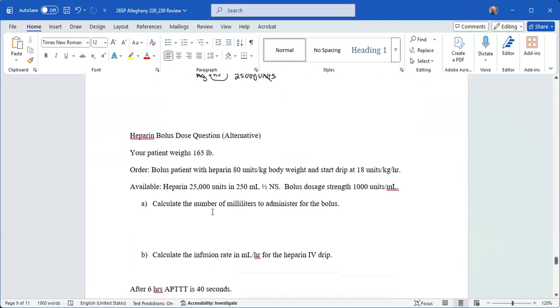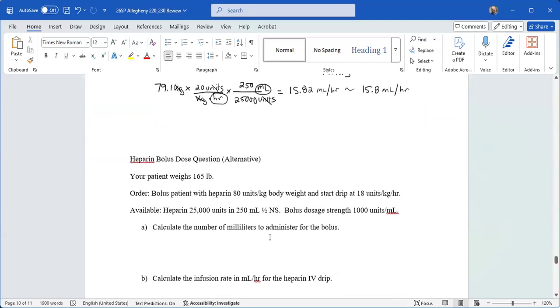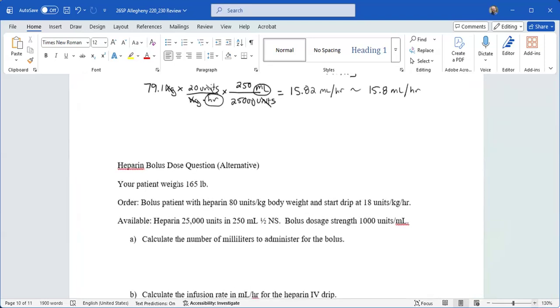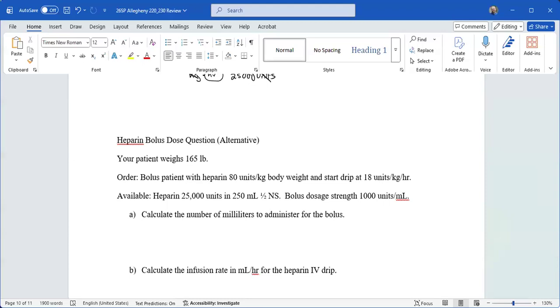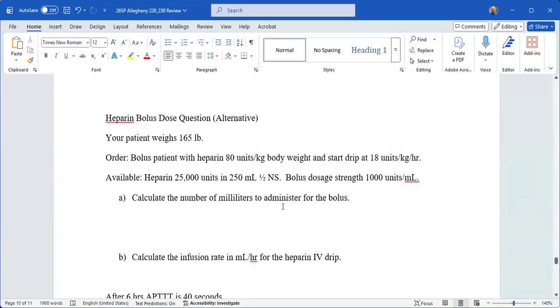This one's just a little bit more simplified. So go ahead and take some time. I'm going to zoom in here just a little bit more. So for this patient, this is a 165-pound patient. The order is 80 units per kilogram. So it's the same. Started infusion rate at 18 units per kilogram per hour. You have 25,000 units in 250 ml half normal saline. You have a bolus dose of 1,000 units per milliliter. And so the question is to calculate the bolus and then to calculate the infusion rate.